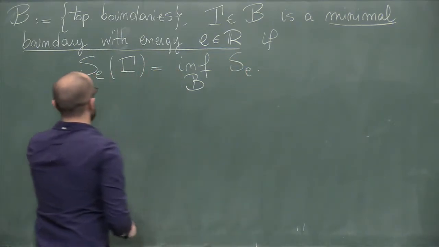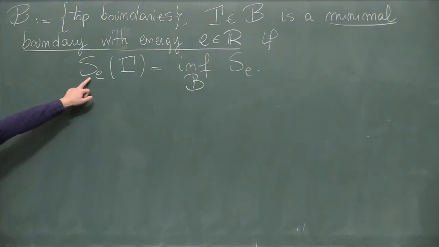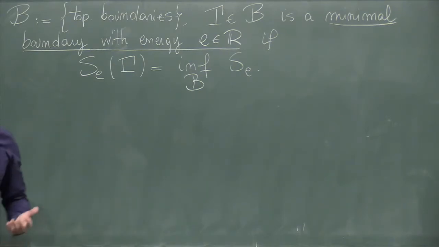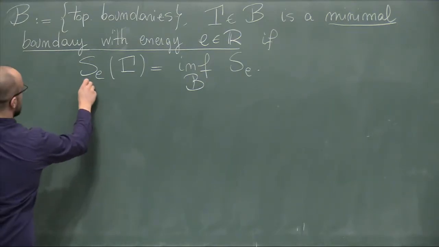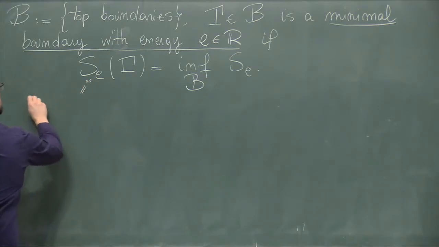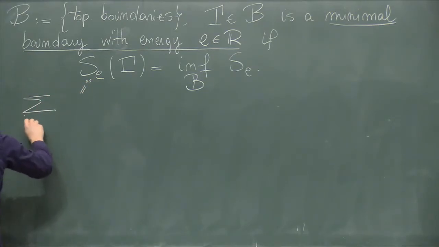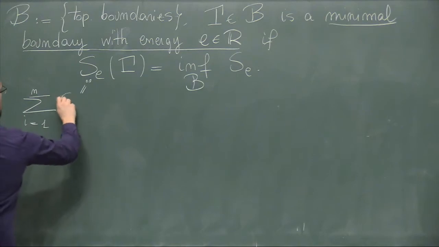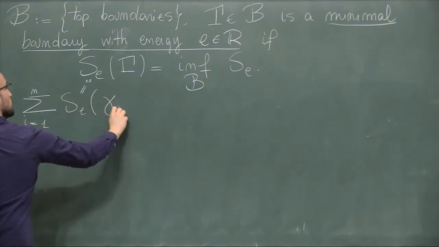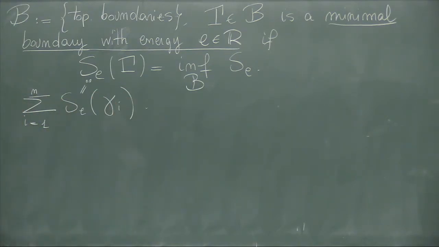Now I have to tell you what this action is, because the action is defined for loops, but there is a standard way of extending the definition of the action to multicurves. We just sum the action over all curves in the multicurve gamma. So this is the sum over all i from 1 to n of S_E of gamma_i. Very good, so this is the definition.